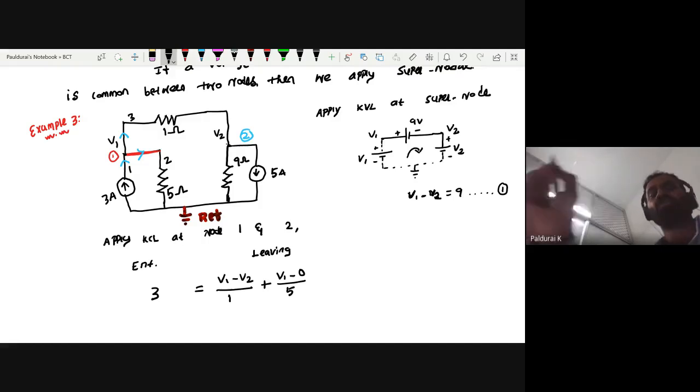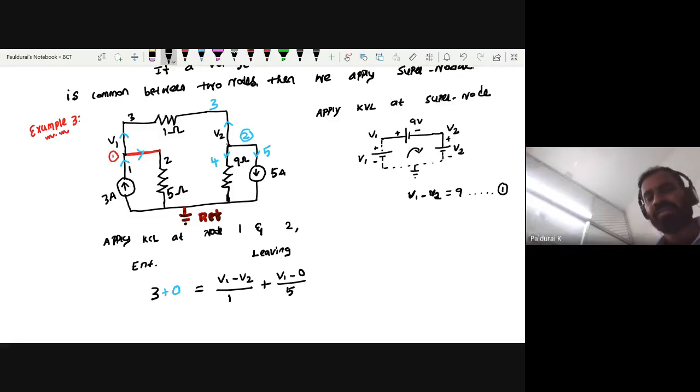Now coming to node 2. Here this is leaving, this is leaving, this is leaving. For the time being, take this as branch number 4 and this as branch number 5. I already took branch number 3, so I want to take the same branch 3. Is there any entering current? No, so this side it is 0, no entering current. Just for your reference, I am putting 0. It is not required first of all.